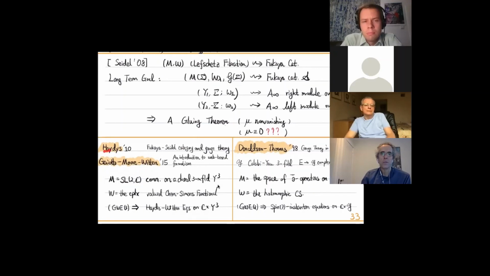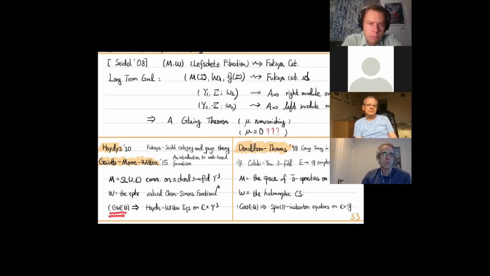The study of infinite-dimensional Lefschetz fibrations has been pioneered by the work of Andrew Hedges and the work of Gaiotto, Moore and Witten. But they have a slightly different application in mind. In their case, this target manifold is the space of SL2C connections on a closed three-manifold, and this superpotential is the complex valued Chern-Simons functional.